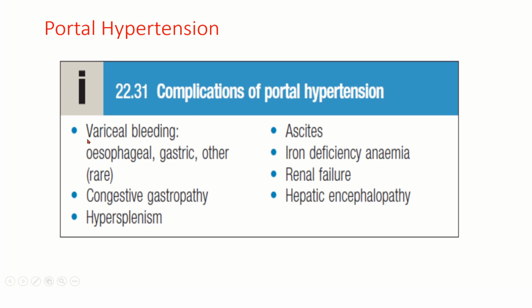Complications of portal hypertension include variceal bleeding, esophageal, gastric, and others. And then congestive gastropathy, hypersplenism, ascites, iron deficiency anemia, renal failure, and hepatic encephalopathy.